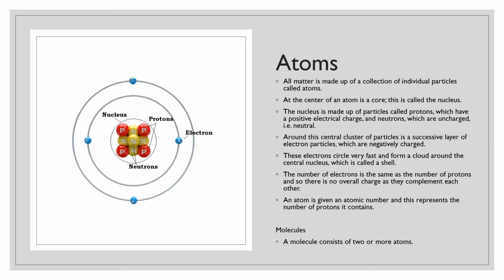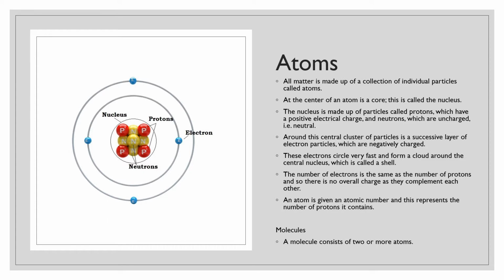All matter is made up of a collection of individual particles called atoms. At the center of an atom is a core. This is called the nucleus. The nucleus is made up of particles called protons, which have a positive electrical charge, and neutrons, which are uncharged, i.e., they are neutral. Around this center cluster of particles is a successive layer of electron particles which are negatively charged. These electrons circle very fast and form a cloud around the central nucleus, which is called a shell.